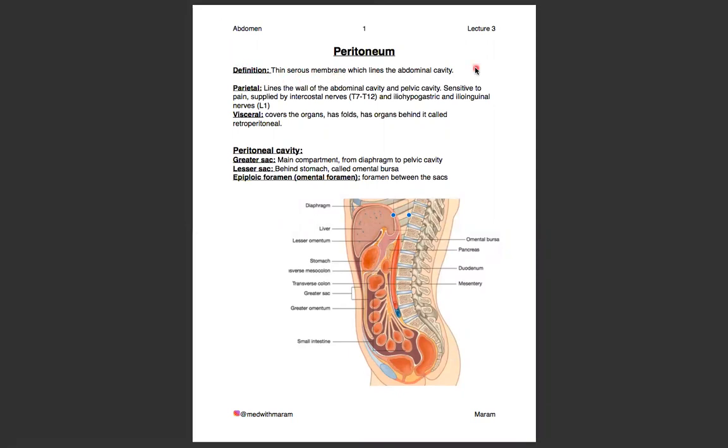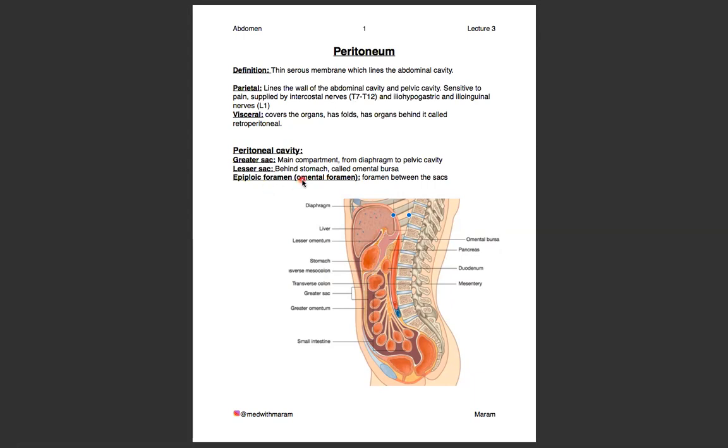So the peritoneum, by definition, is a serous membrane which lines the abdominal cavity. It basically resembles the pleura, or the pericardium, but it's in the abdomen. There are two types of peritoneum, the parietal peritoneum and the visceral peritoneum. The parietal just lines the abdominal wall. We barely talk about it. The visceral is the one that is actually engulfing the organs. Okay?